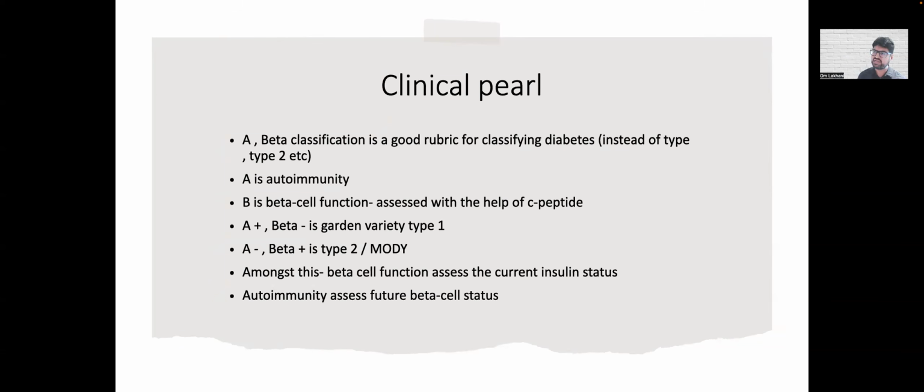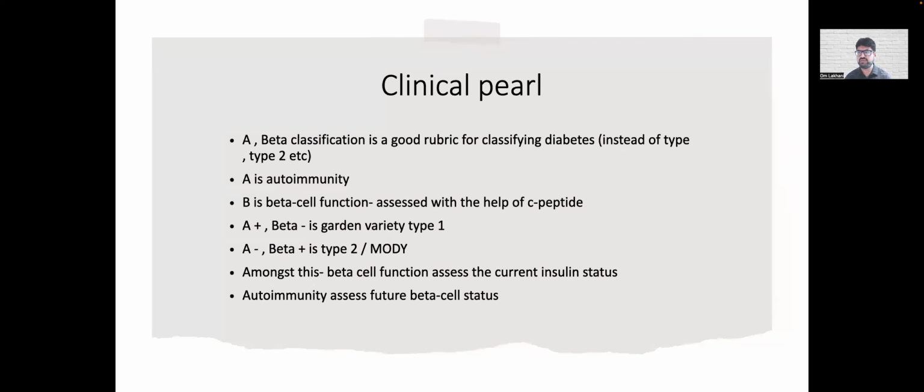Okay, and one final clinical pearl I'd like to tell you. Now, AB classification, this is what I use more in practice now instead of type 1 and type 2, is a better rubric for classifying diabetes than the original concept of type 1 and type 2 diabetes. In fact, more and more we are going towards personalized medicine, and these sub-classifications are better than the original classification of type 1 and type 2.